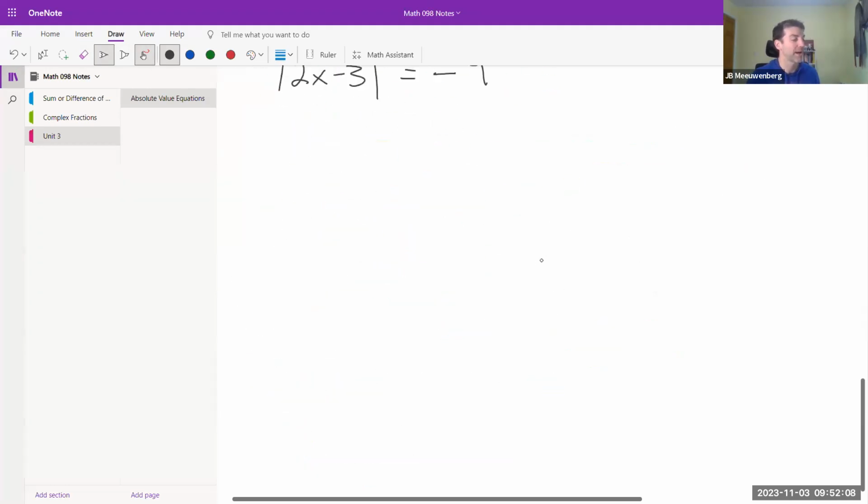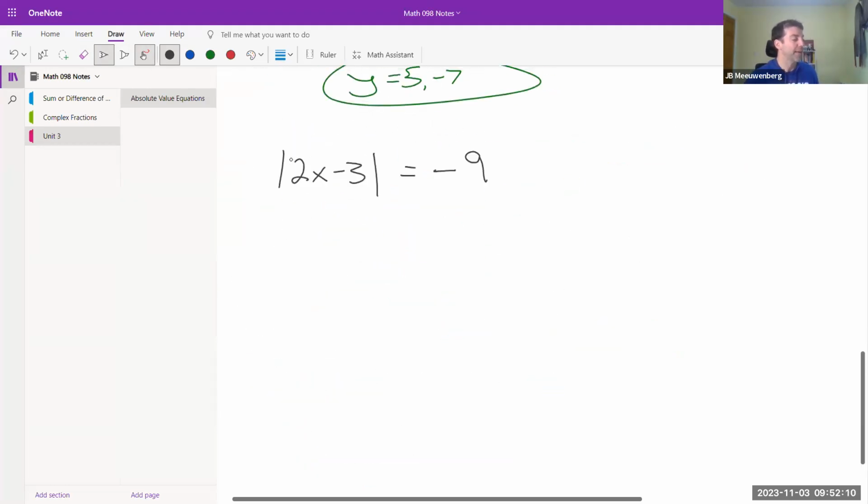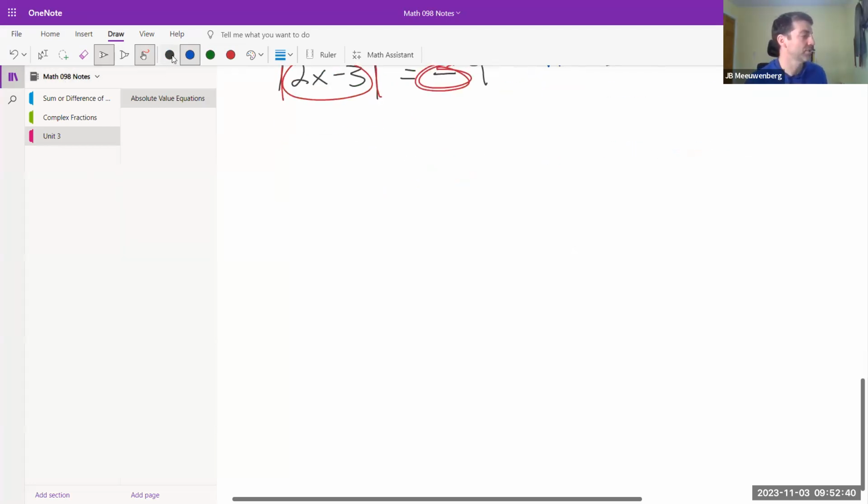So if I go back down to this problem we were working on, look at this. The absolute value of 2x minus 3 is equal to -9. Anytime you have absolute value bars with nothing else outside them, if that's equal to a negative number, that actually cannot happen. You can never take the absolute value of anything and get a negative number. So we say that in this situation, there is no solution. There's no solution for this.